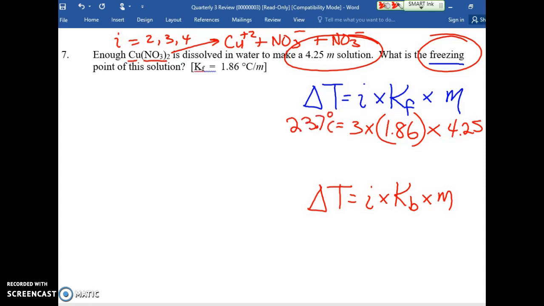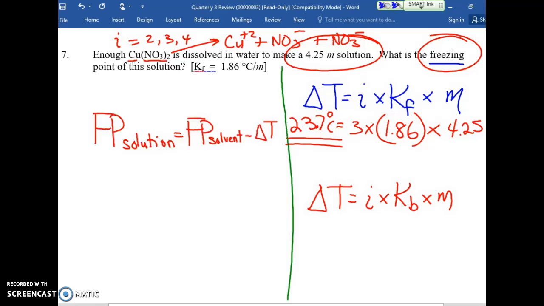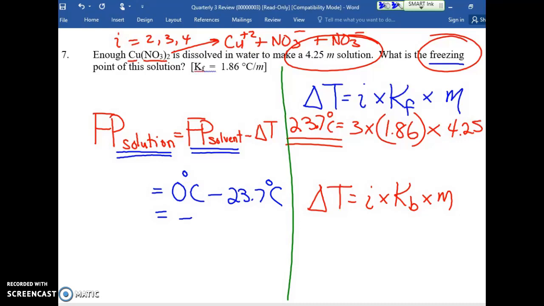Now, friends, don't stop there. That's your change in the freezing point. But there's another formula you need to know, which is really a fact. We said that the freezing point of any solution is equal to the freezing point of its solvent minus the delta T from the formula, meaning the freezing point of any solution is lower by that amount than its normal freezing point. Of course, you also need to come in knowing that the normal freezing point of water is 0 degrees Celsius, minus that 23.7 degrees Celsius, which gives you, of course, a negative 23.7 degrees Celsius.